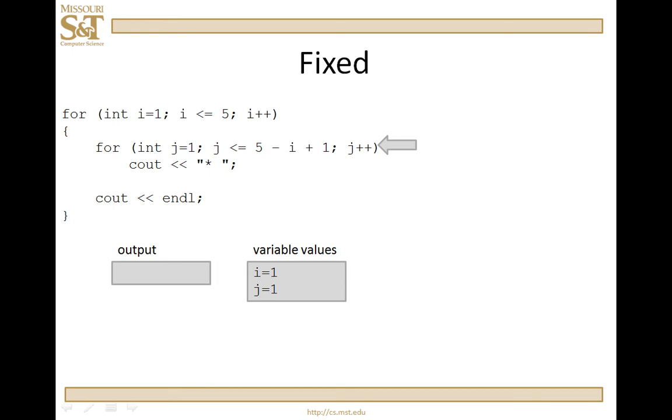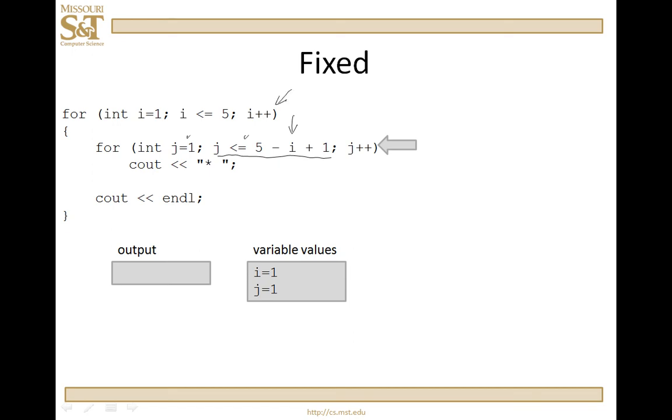Okay, j gets initialized to 1. We check, is that less than or equal to 5 minus i plus 1? Now notice that I have j as a function of i. i is in there someplace. What was i? i was 1. So we have 5 minus 1 plus 1 is 5. Is 1 less than or equal to 5? Yes.